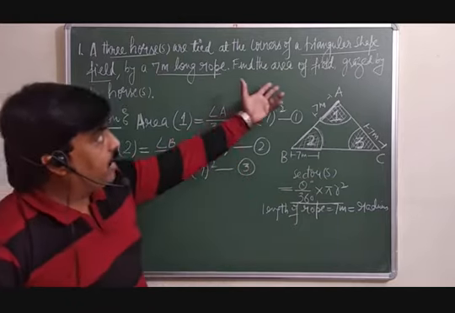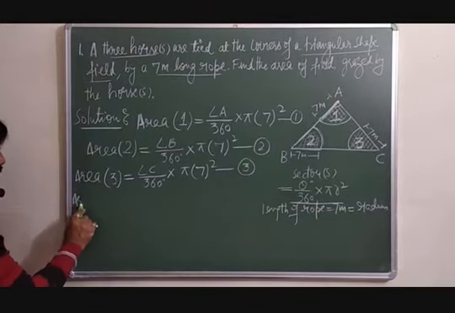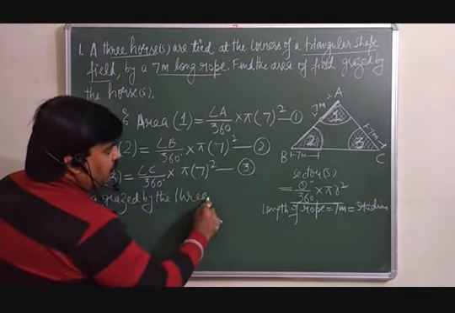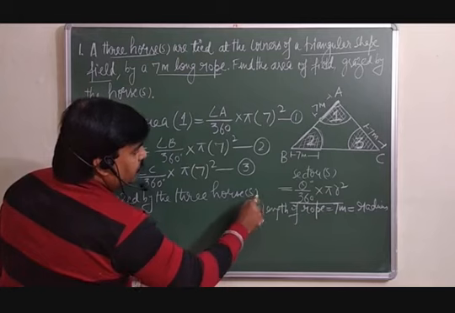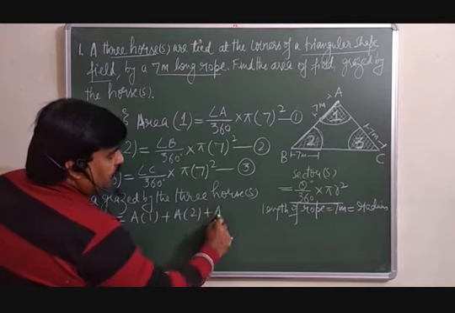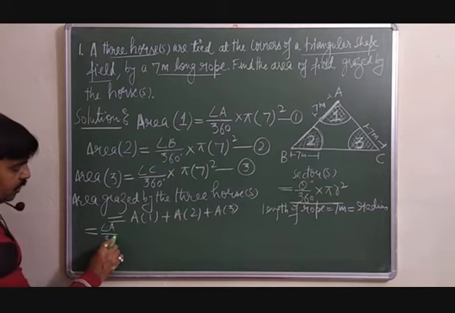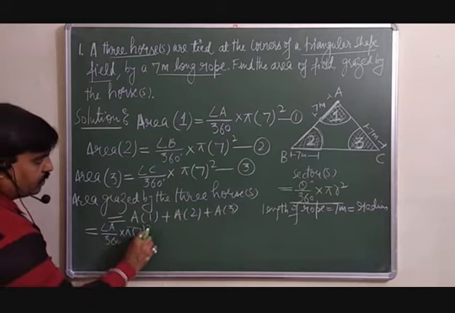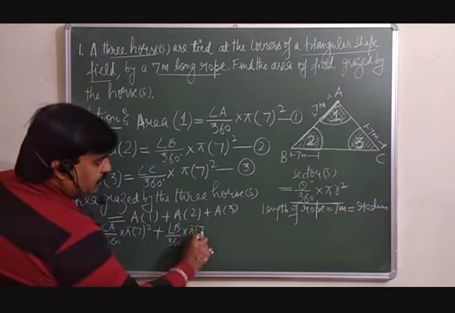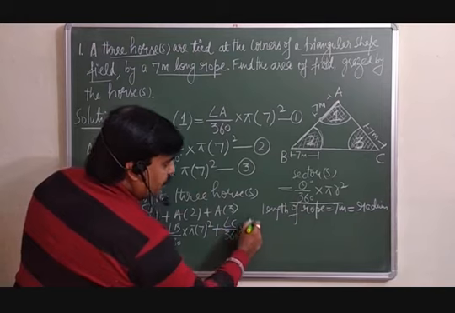And we want to know the area grazed by these three horses. So just add these. The area grazed by the 3 horses will be equal to area of 1 plus area of 2 plus area of 3. So this is angle A over 360 into pi 7 square, plus similarly angle B over 360 into pi 7 square, plus similarly angle C over 360 into pi 7 square.